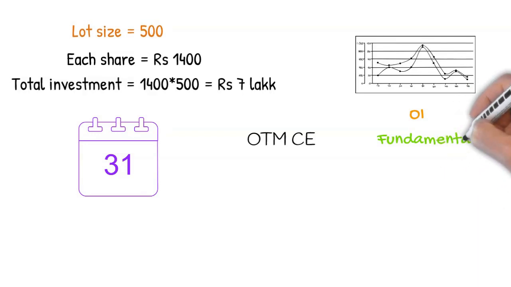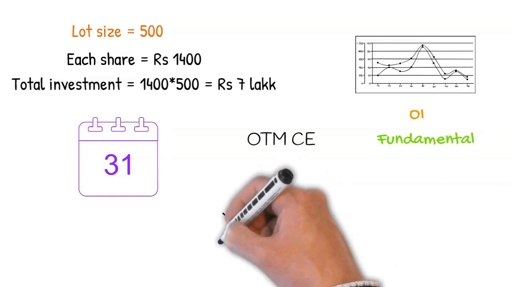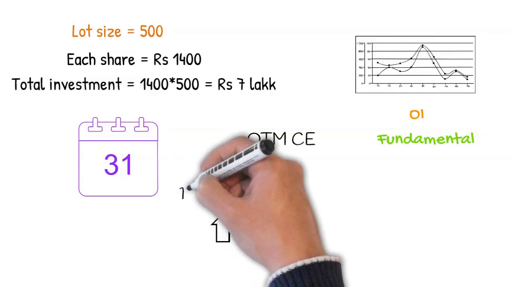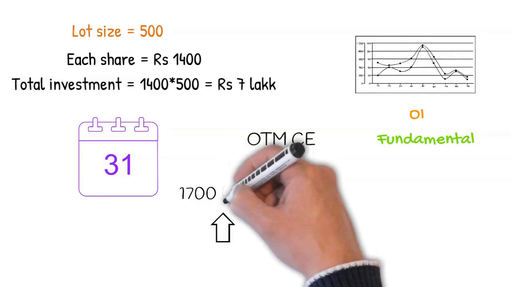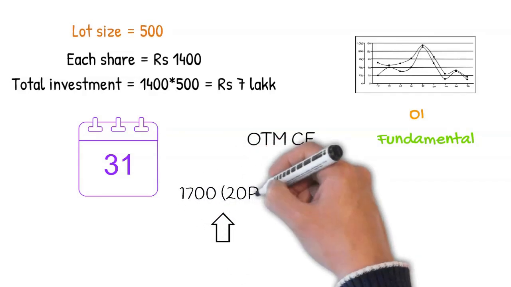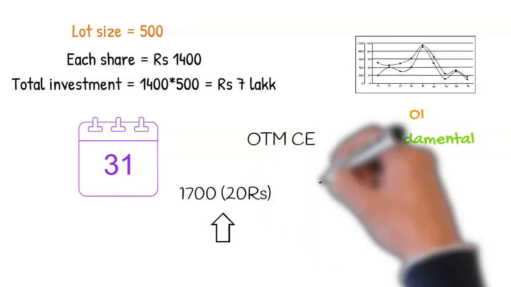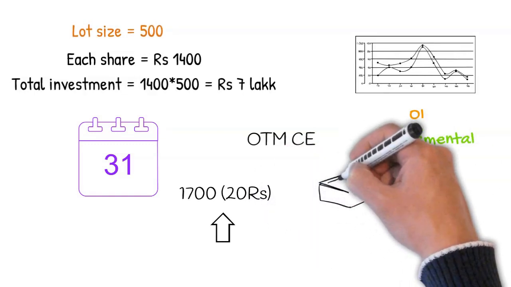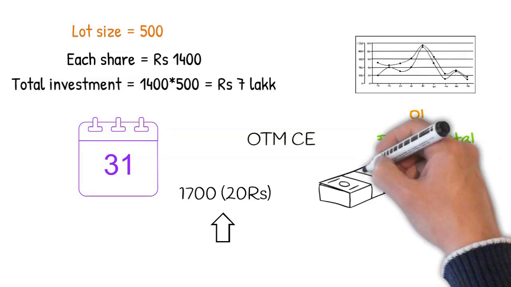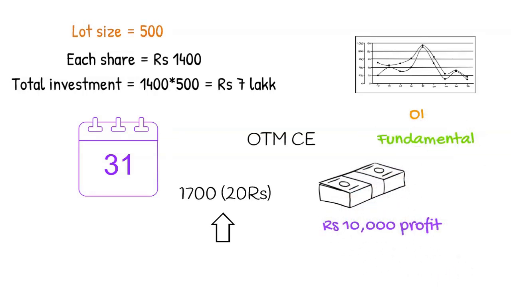Now we analyze and determine that Reliance may not touch 1700. So we sell the 1700 call, let's say for 20 rupees. If Reliance does not go to 1700, then congrats, you have made 10,000 in that month.